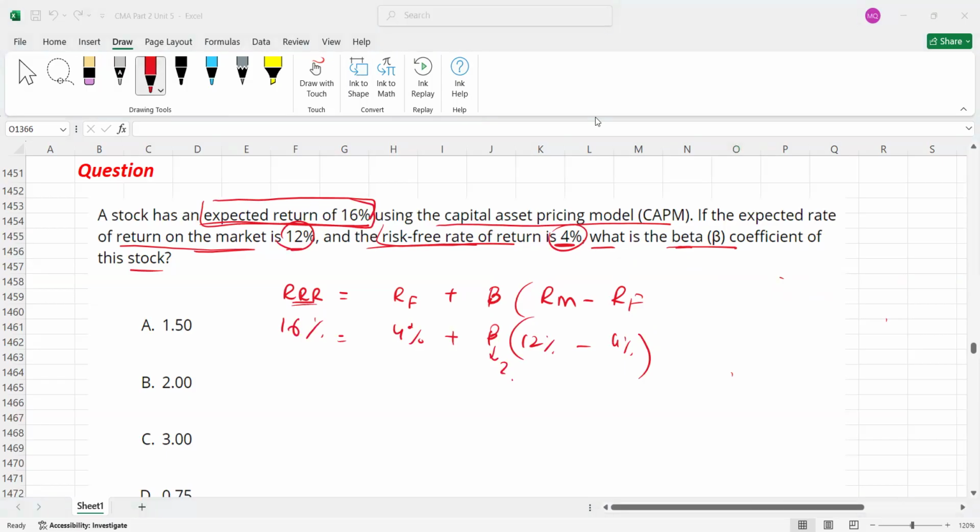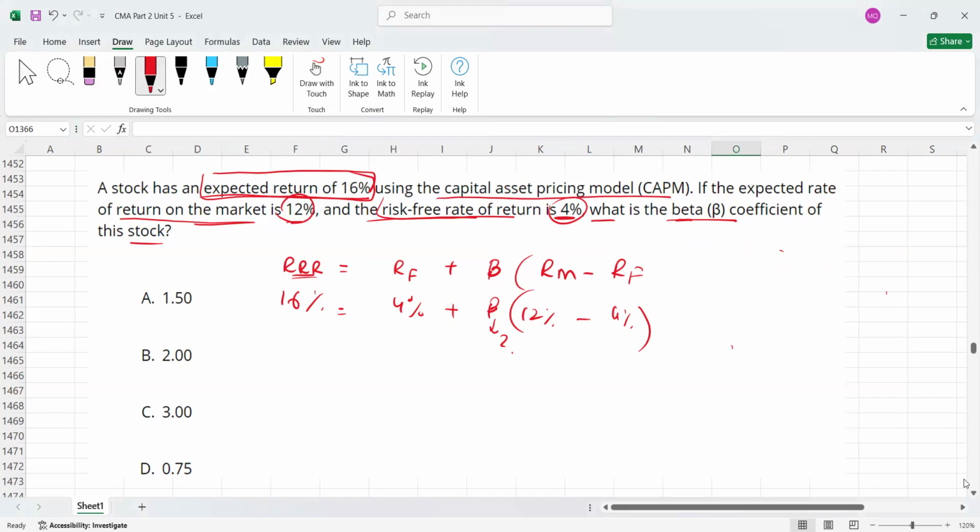Now guys, there could be different ways to solve. Mathematically, I will tell you the first way, then if you are not good in math, we can use another way. So the mathematical way is, we have a required rate of return 16% equals RF, and then a beta value you have to find out, then RM is 12%, then 4%. So let's write it: 16% equals 4% plus beta value you have to find, then we'll solve this side. 12 minus 4 is 8%.